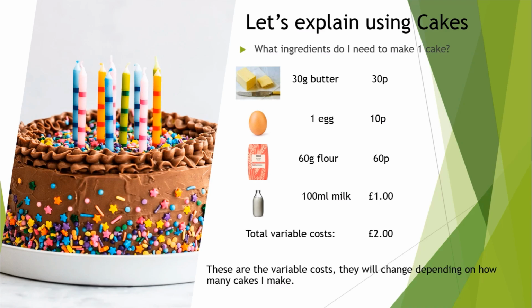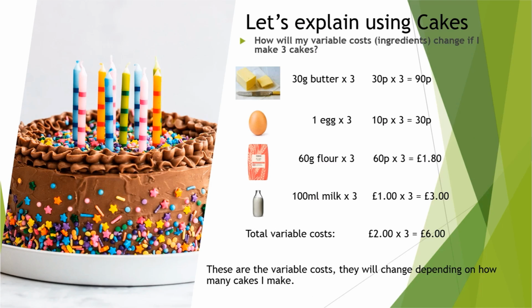Let's give you an example. So if I explain using cakes, what ingredients do I need to make one cake? Well, I need 30 grams of butter, which costs me 30p, one egg, which costs me 10p, 60 grams of flour, which costs me 60p, and 100 millilitres of milk, which costs me £1. Therefore, to make one cake would be £2. These are my variable costs. They will change depending on how many cakes I make. Let me give you a further example.